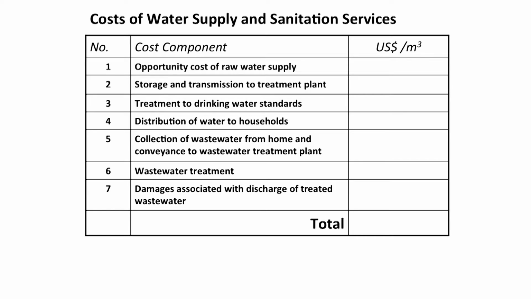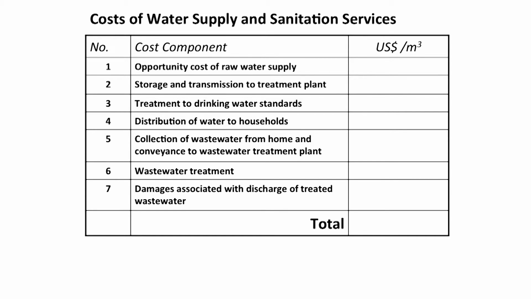In this video, we're going to look in more detail at the costs of different components of a piped water and sanitation system. First, we will use cost per cubic meter as our unit of analysis. Then we will use these volumetric costs to estimate cost per household per month.